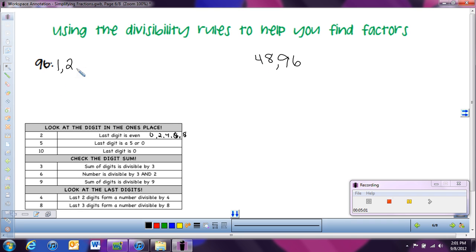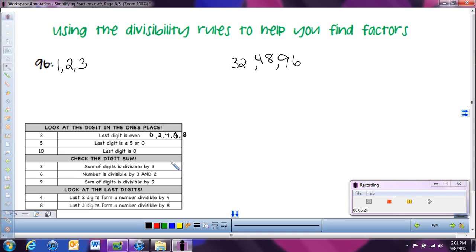Next, we can try 3. So our rule for 3 says the sum of the digits is divisible by 3. Meaning, if I had 9 plus 6, that will give us 15. Is 15 divisible by 3? Yes, it is. That means that 96 is divisible by 3. So 96 divided by 3 will give us 32.